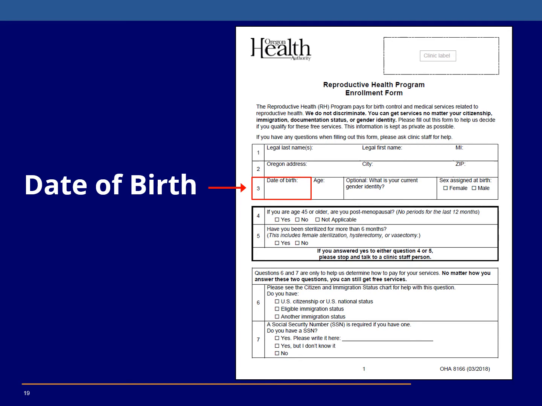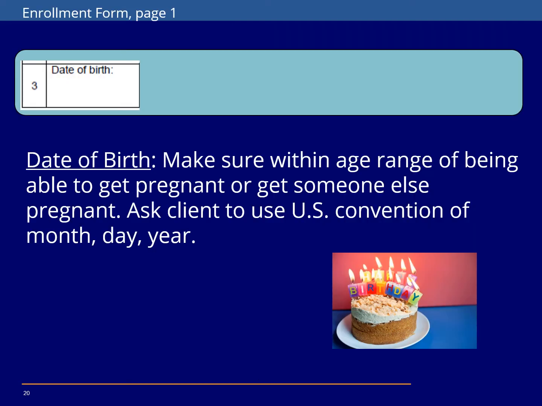Next is date of birth. This is to make sure the client is within the age range of being able to get pregnant or get someone else pregnant. We also use it to verify the income and citizenship of clients who mark U.S. citizen on the enrollment form. Please ask the client to use the U.S. convention of month, day, and year.